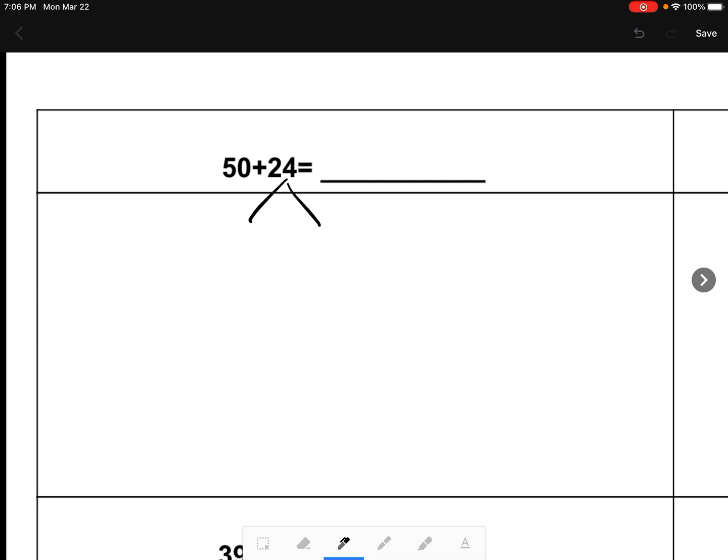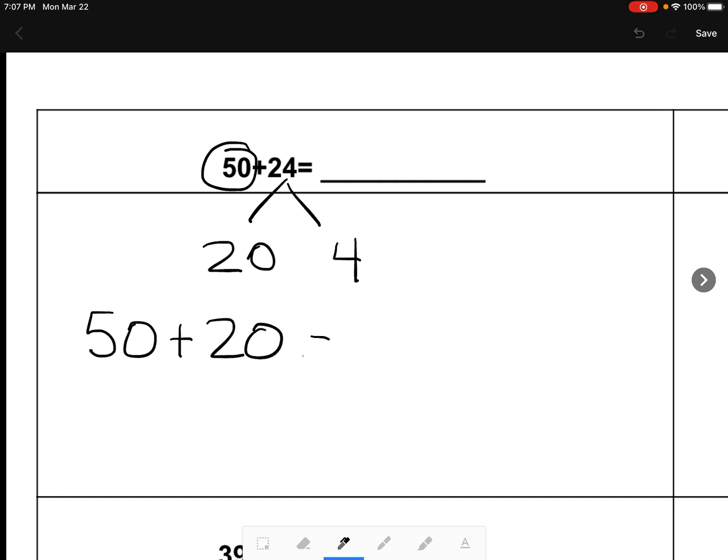And if I decompose 24 into groups of tens and leftover or loose items, leftover ones, I get 20 and 4. Now I need to add everything that I have. I can't forget about my 50, so I'm going to drop down the 50, and I'm first going to add my tens. So now I make new number sentences, 50 plus 20, and I know that's 70.